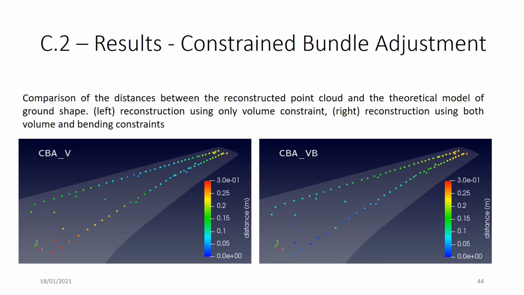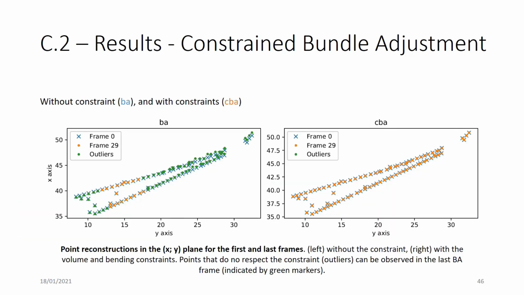Here what we see is the distance between the reconstructed point cloud and the theoretical model of the ground shape. And here with the volume and bending, you can see that the points at the beginning of the wing, where it's supposed not to move too much, are closer than when you use only the volume constraints. We can also see that using the mechanical limits will improve the stability by removing outliers.